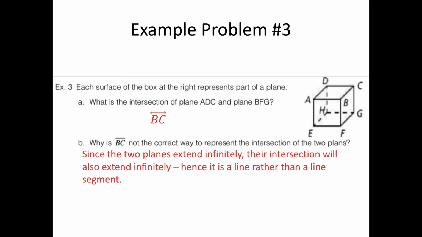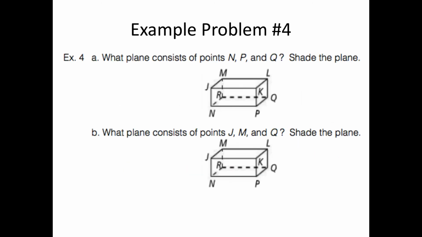All right, so the final question we got here is, what plane consists of N, P, and Q? So if you draw this box here, which plane has N, P, and Q in it? And if you look, that one would be kind of like the bottom of the box. That's the bottom of the box, is that plane.